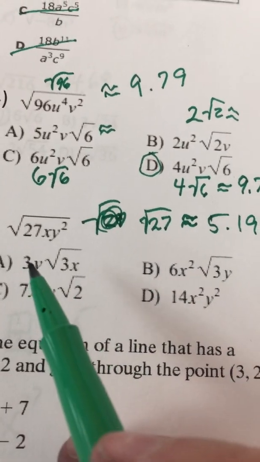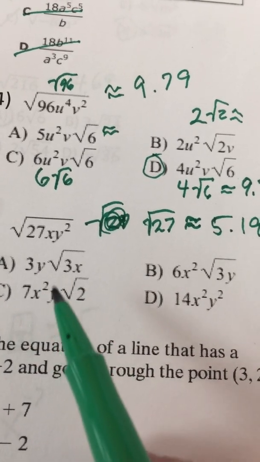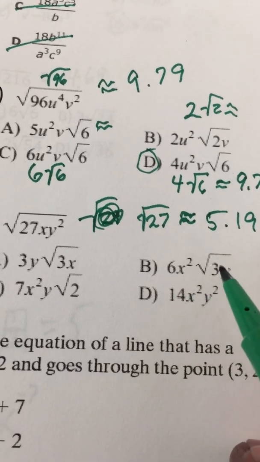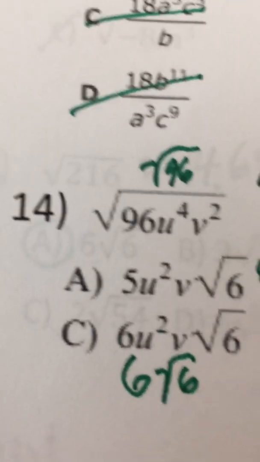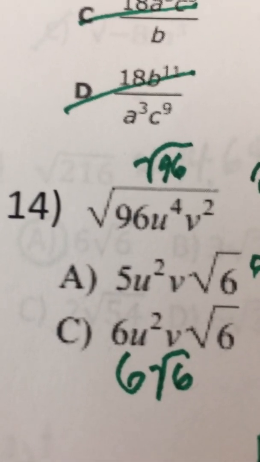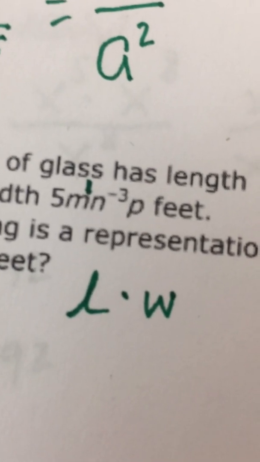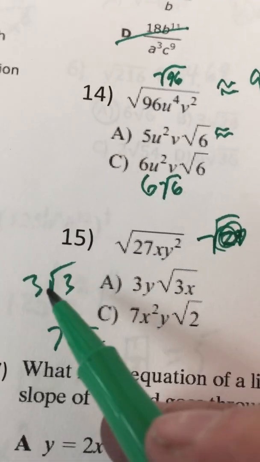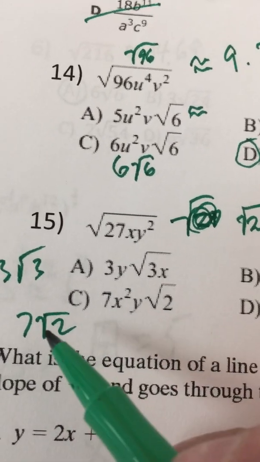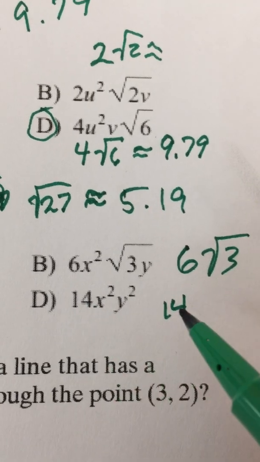So again, you put 3 square root of 3 in the calculator, ignore the x and the y. Put 7 square root of 2 in the calculator, ignoring the x's and the y's. 6 square root of 3, ignore the x's and the y's, and just put that in the calculator. 3 square root of 3 and 7 square root of 2. You're just putting those in the calculator. 6 square root of 3, you're putting that in the calculator. 14 is just a 14.